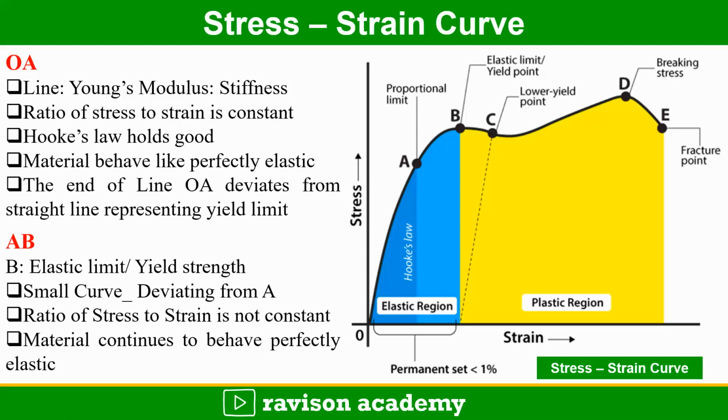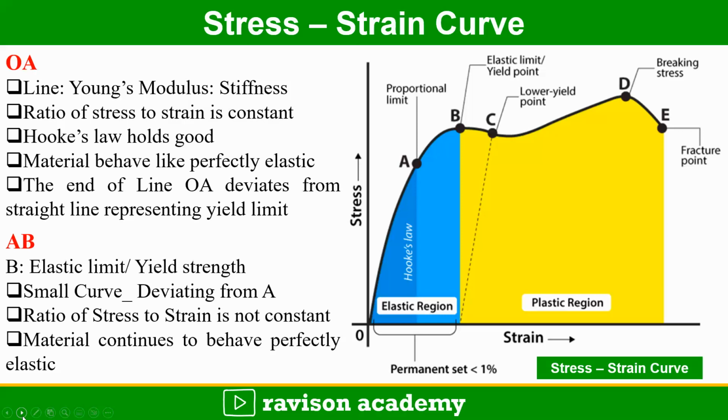At the end of the line OA, it deviates and forms a slight curve. So it indicates that after this proportional limit, the material is about to yield. Then the next part is from A to B. The B point is the elastic limit or the yield strength limit. It is a small curve from A to B, deviating from the point A. Here also, the material continues to behave like an elastic material, but the ratio of stress to strain is not a constant. So up to OAB, the material is in the elastic region.